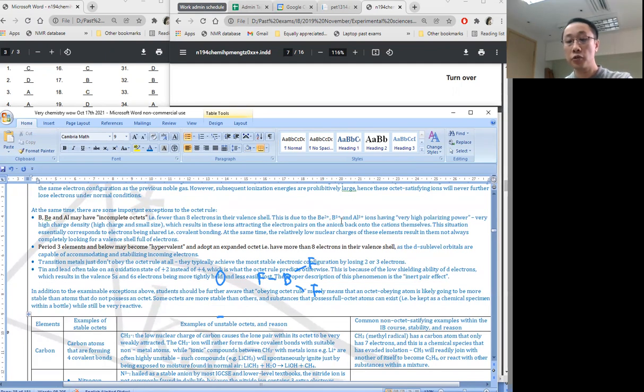So it turns out the solution to this instability is that boron would rather form a covalent bond with the non-metal atom. So instead of being an ionic compound, the fluorine actually forms a covalent bond with boron.